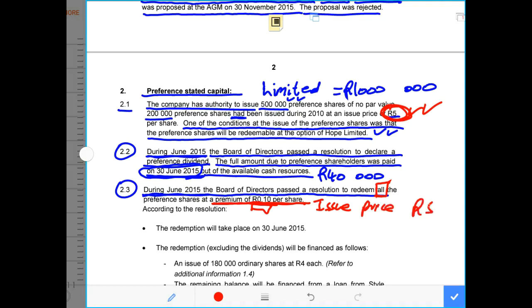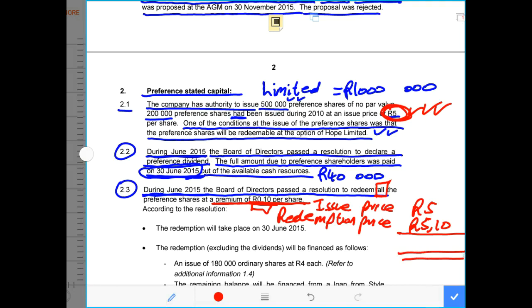They said issue price 5 rand. Then after, they said redemption price. They said the redemption price is 5 rand 10 cents. Where do I get 10 cents? It's because the premium is 10 cents, it means the redemption price was higher than the issue price by 10 cents. So now it means the redemption price was 5 rand 10 cents.